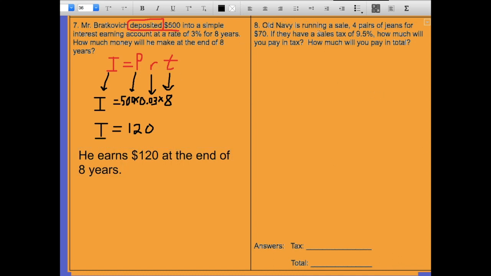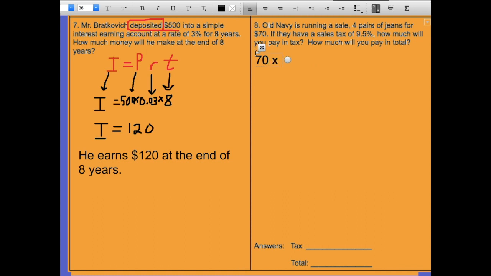All right, number 8, Old Navy is running a sale, 4 pairs of jeans for $70. If they have a sales tax of 9.5%, how much will you pay in tax? How much will you pay total? So, a piece of extra information is this number 4, right? Remember, we don't always pay attention to the numbers, we pay attention to what they do. So that's $70 is our total first.